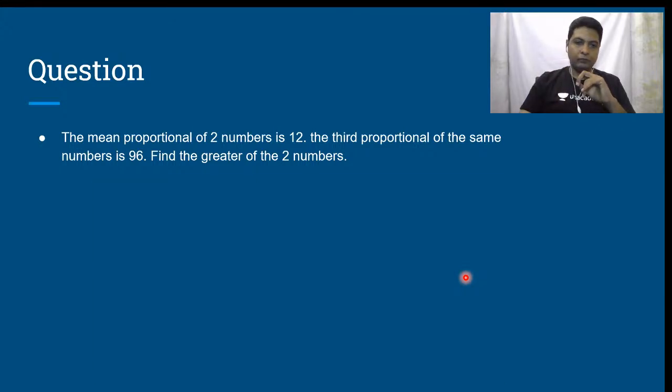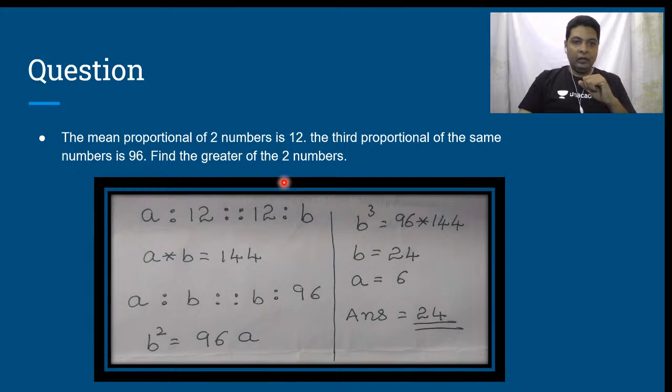Okay. Let us say the two numbers are A and B. The mean proportional of the two numbers is 12, means A is to 12 as 12 is to B, so A into B is 144. The third proportional of the same numbers is 96, means A is to B as B is to 96. That is B squared is equal to 96A.